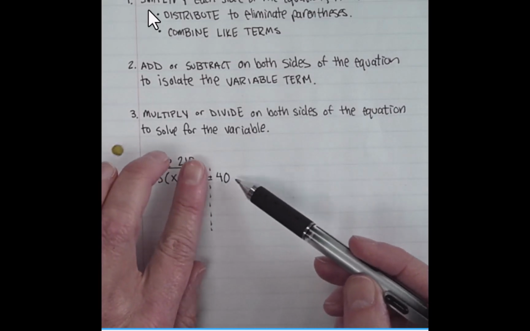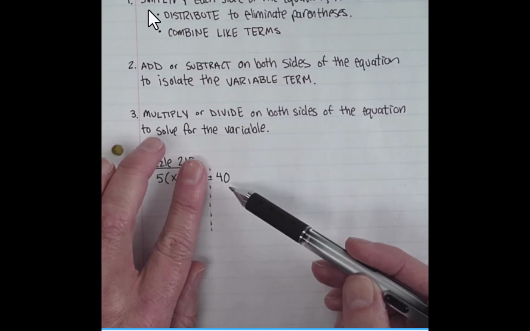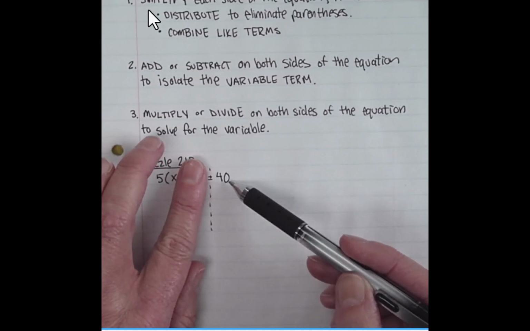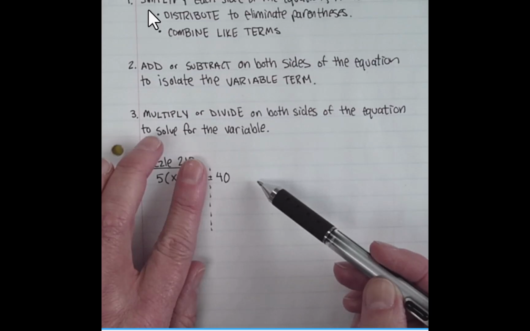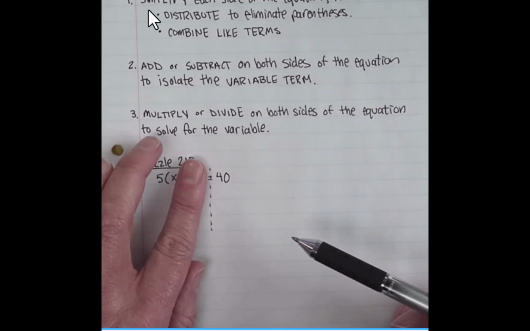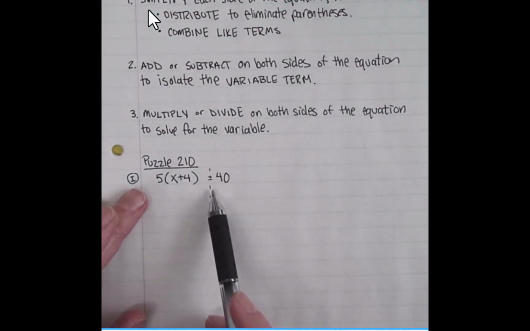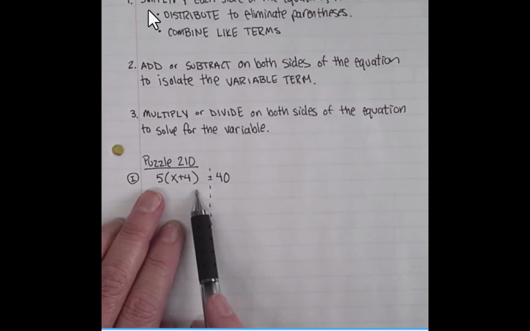Now, on the right side of this equation, it doesn't get any simpler than one number. I can't simplify this. There's no parentheses to get rid of, and there's no like terms. There's just one term there. So I don't need to simplify the right side. But on the left side, let's look and see if we can simplify that.